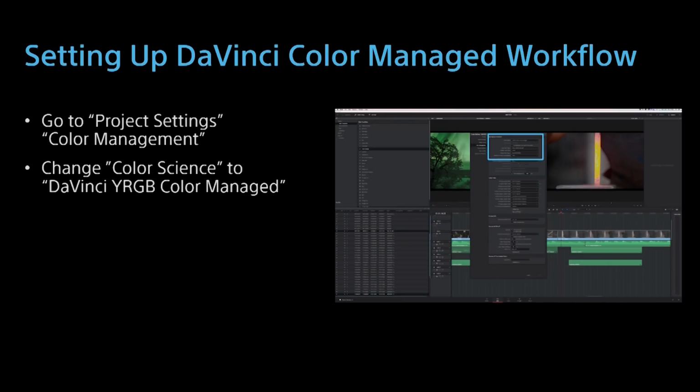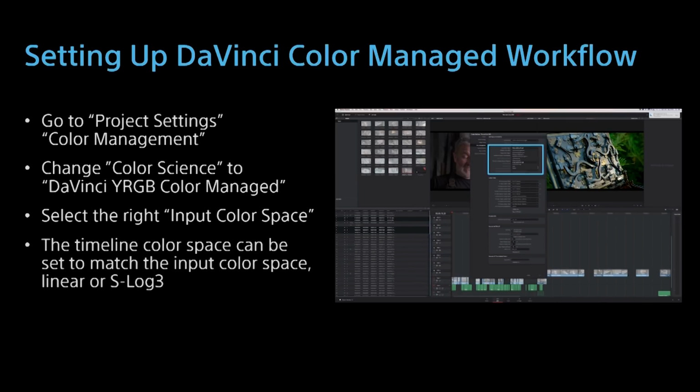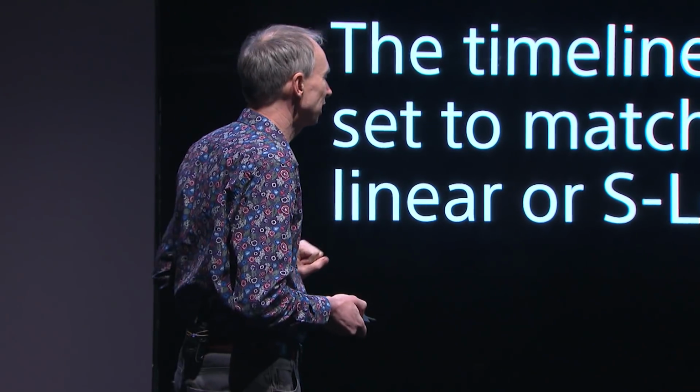So once again, we go into our project settings, and instead of ACES or the normal workflow, we select DaVinci YRGB color managed. And then again, we tell DaVinci Resolve what we shot it on. In this case, I've selected S-Log3, but it could be hybrid log gamma, it could be RAW, many different things. So we tell Resolve what we shot it with, and then we tell Resolve what we want to set our timeline to. Normally this will match what you shot it on, or perhaps you might want to use linear, depending on your personal preferences. Generally, I make the timeline match what I shot.